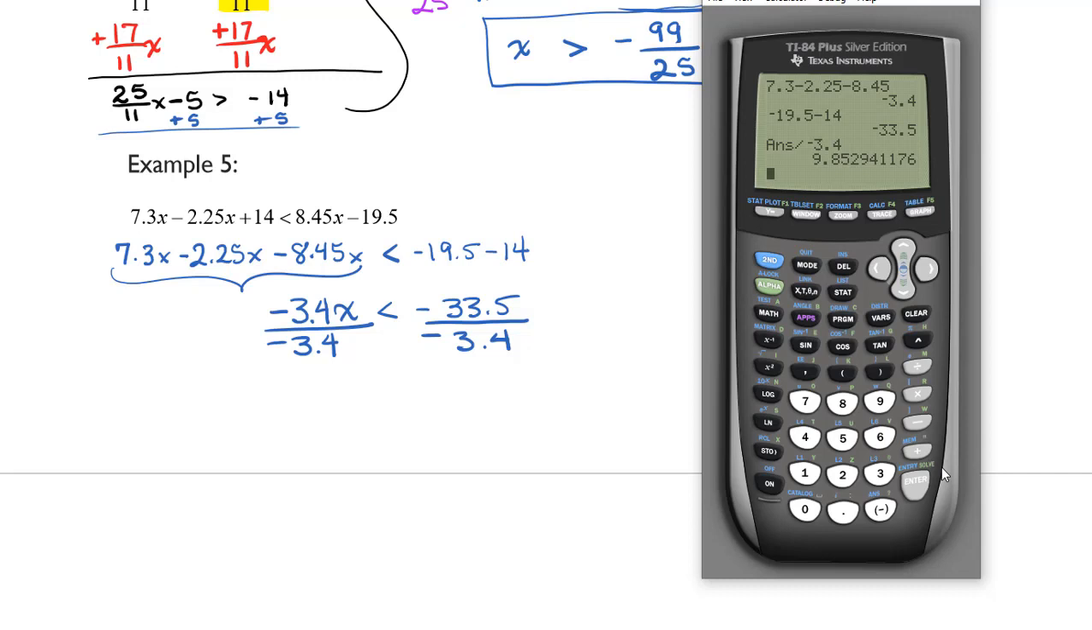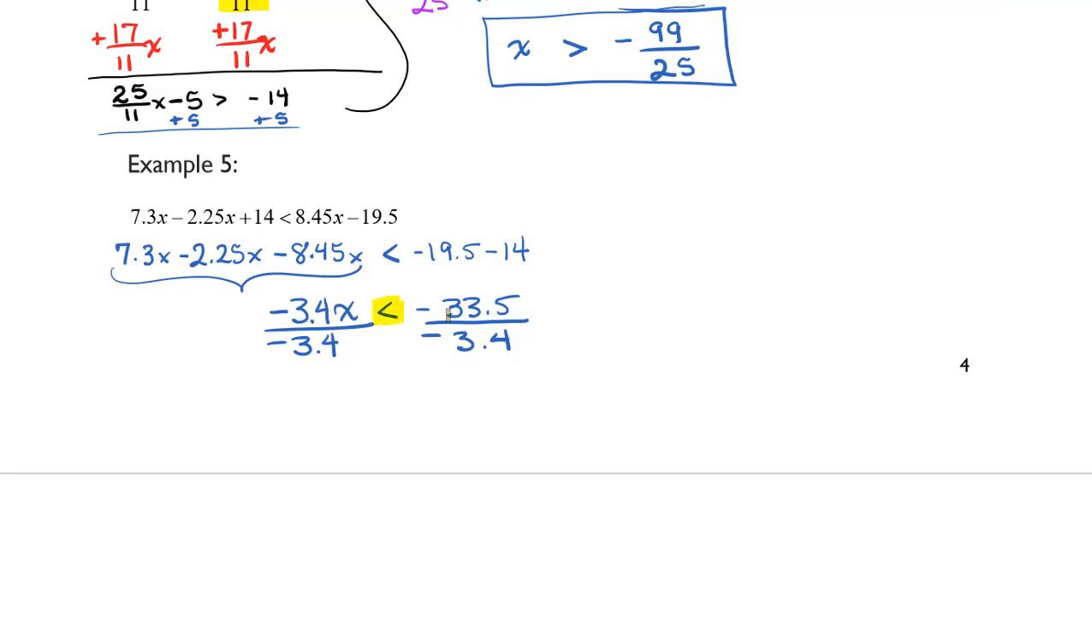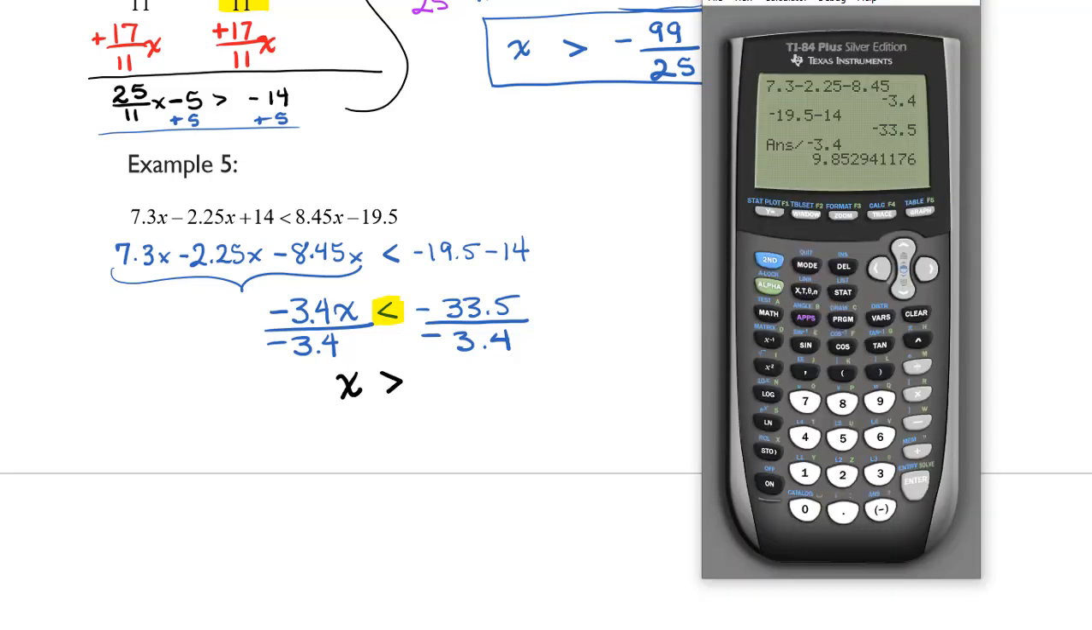And we get 9.852941176. We can go ahead and round this. Since we have at most 2 decimals here and 1 decimal on some of them, we're going to round to 1 decimal place. So that would be 9.9. X is going to have to be greater than, because when we divide by a negative, we have to flip the inequality. So x is going to be greater than 9.9.